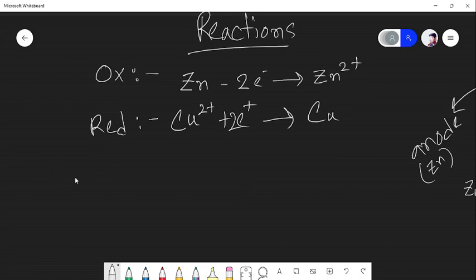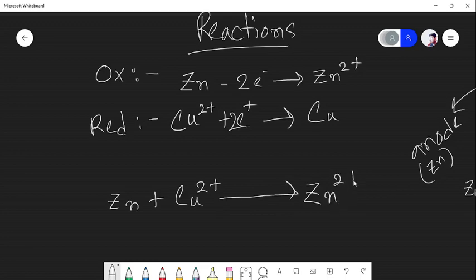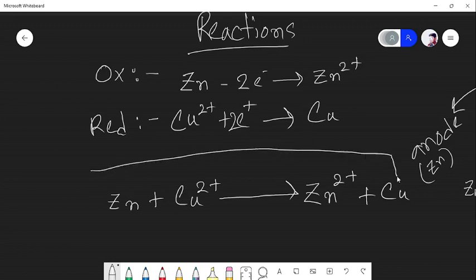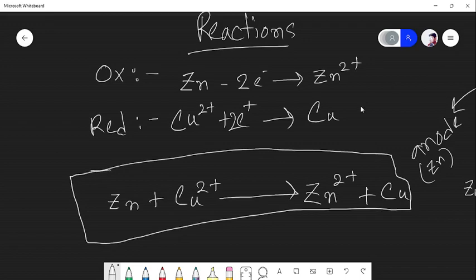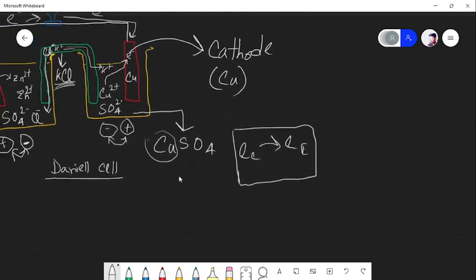So what's the total reaction? You just need to add up these 2 reactions. That is the total reaction. So the total reaction will be zinc plus the copper ion, which adds up to zinc ion plus the copper, and the electrons cancel out. So this is the total reaction which takes place in this Daniell cell.